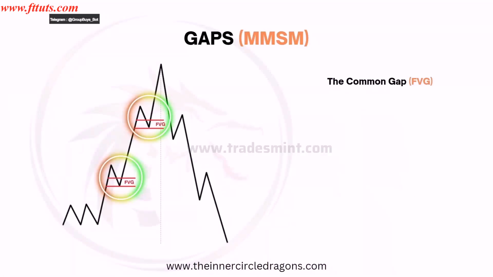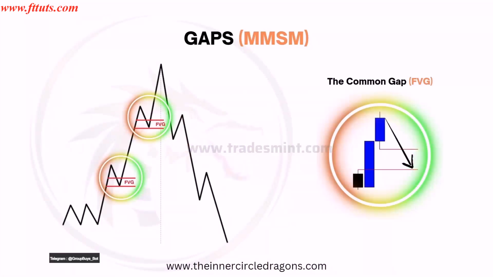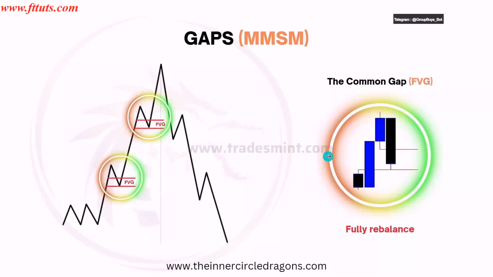So firstly, let's talk about the common gap. The common gap is the most common type of fair value gap that we will find, hence the name common gap, right? You can identify a common gap where we have price that runs in one direction, whether it's just buy-side delivery, known as a buy-side imbalance, sell-side inefficiency, or whether we just have sell-side delivery, which is known as a sell-side imbalance, buy-side inefficiency. Common gaps will fully rebalance.